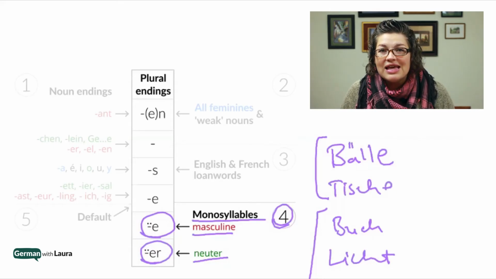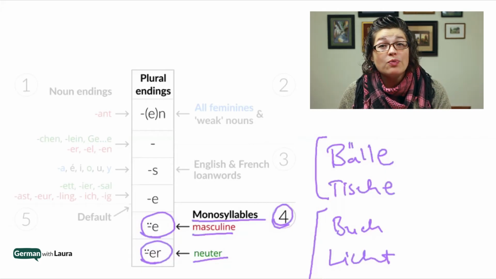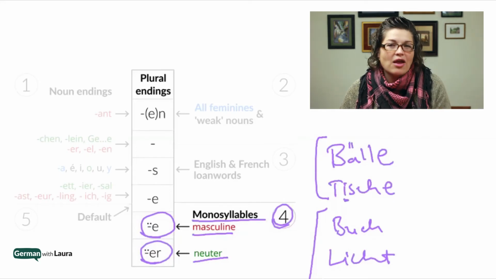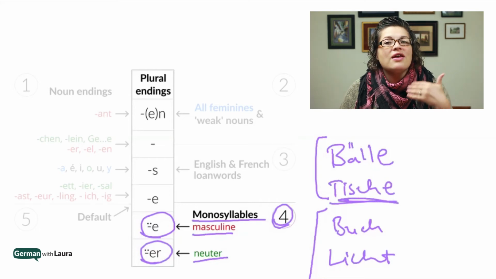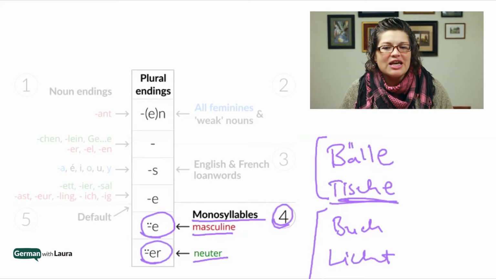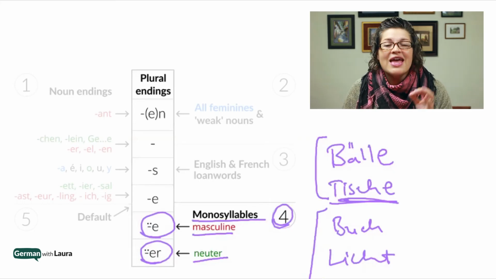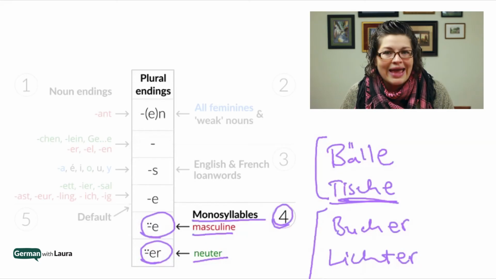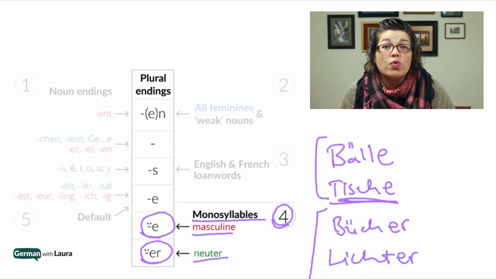It's going to still take the E, but that umlaut that we're supposed to put on, we're forced to leave off simply because I's and also E's cannot be umlauted in German. So we can't umlaut this I, and then that makes the final answer for the plural of Tisch just Tische, right? No umlaut. Then likewise with the neuter monosyllables that get off, we put on the ER, and then we umlaut anytime that we can, right? So we can umlaut the U, so we do, but we can't umlaut the I, so we don't. And we get Bücher and Lichter.